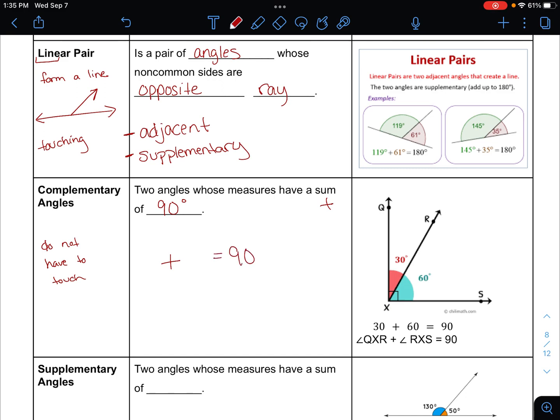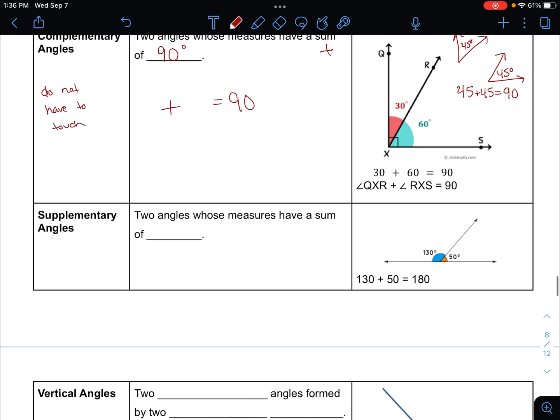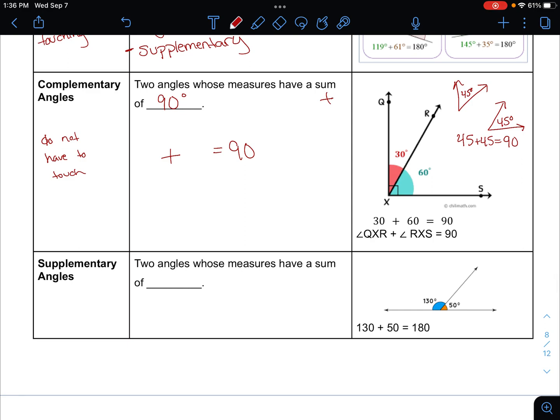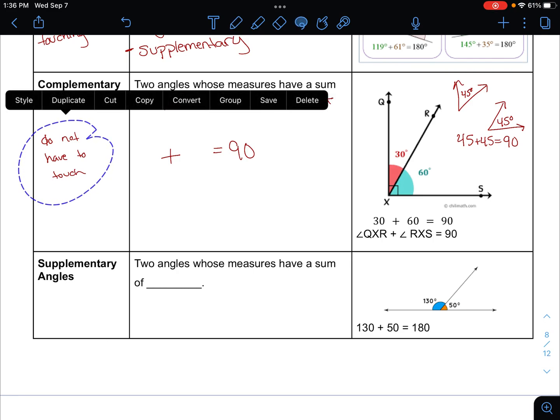Okay, so in this case we have adjacent angles because they're touching, and they add to 90 because 30 plus 60 equals 90. You might also have a 45-degree angle not touching another 45-degree angle. Okay, now these are still complementary because they add to 90, but they are not adjacent because they do not touch. Okay, this is similar to supplementary angles, except supplementary angles also do not have to touch.